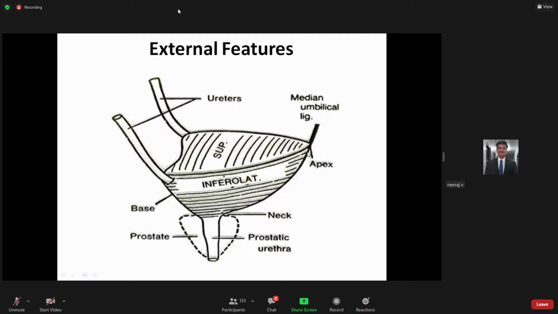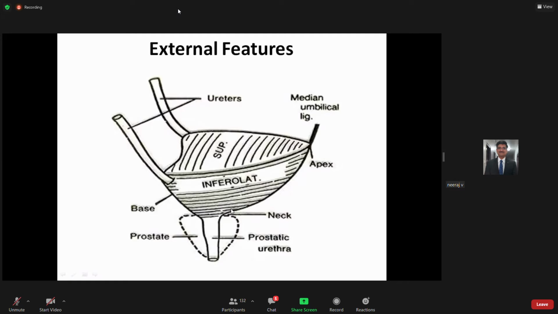So this is the apex part of this hollow structure, which is your neck. Most dependent, the lowest part, is your neck, the part which lies posterior to the pelvic surface, in relation to the pubic bone. The apex is connected with a median umbilical ligament, and this median umbilical ligament is moving towards the umbilicus, and posterior superiorly you can see two more tubes which will be opening into this structure.